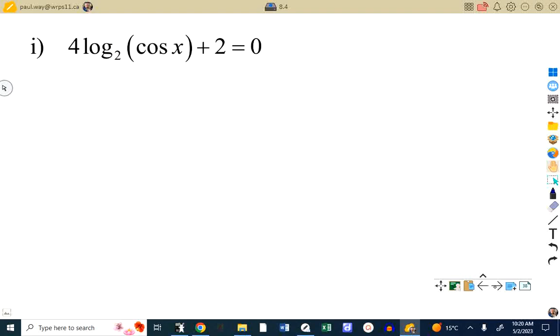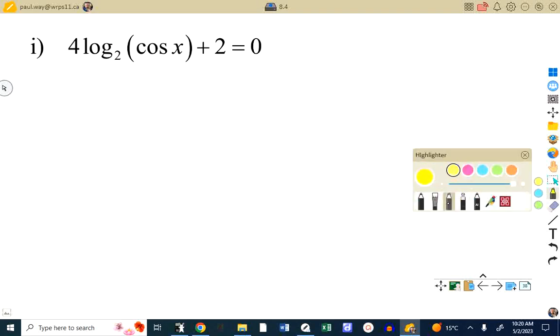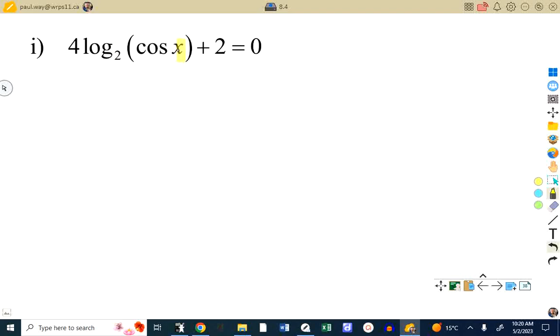4 multiplied by the base 2 logarithm of the cosine of x plus 2 equals 0. Well, ultimately speaking, everybody, if you want to get x by itself, then you have to get cos x by itself, don't you? Which means all of this other stuff, the 2, the 4, the log base 2 operation, we've got to peel all those layers off so we're left with cos x equals something.